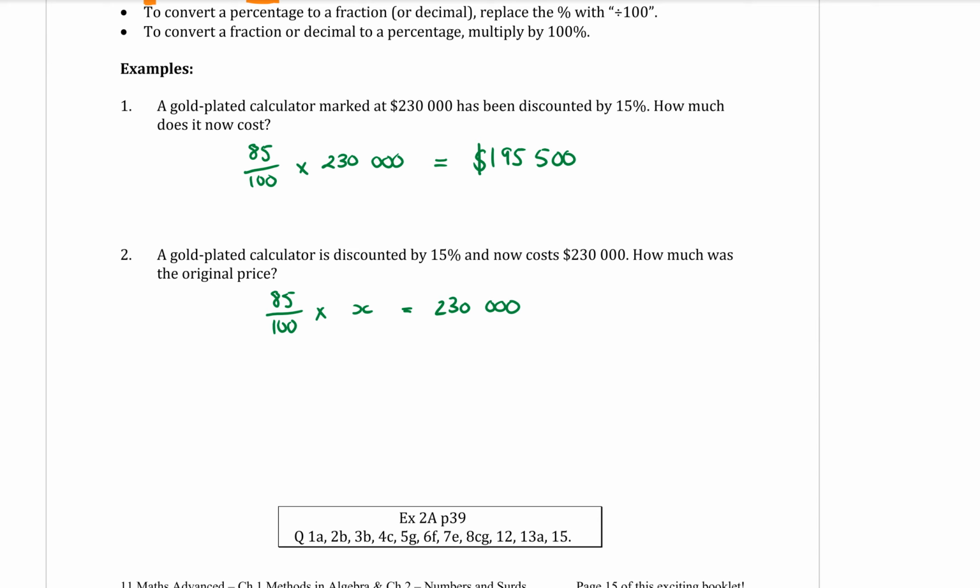Okay? And I just have to rearrange that to get the X by itself. So if you want to, you could write that as 0.85x, just turning that into a decimal. And then you would just divide by 0.85, and you would get that the original price of that calculator was $270,588.24.